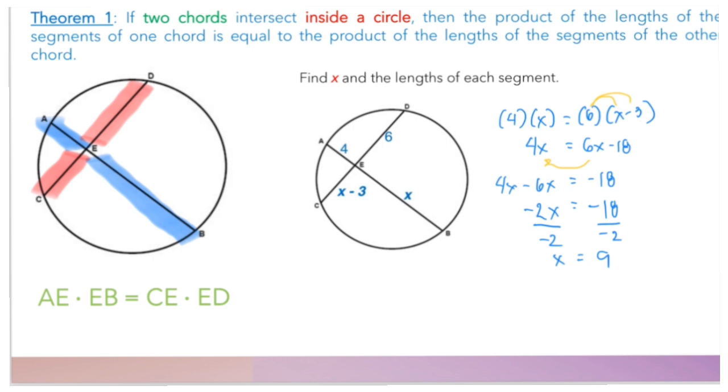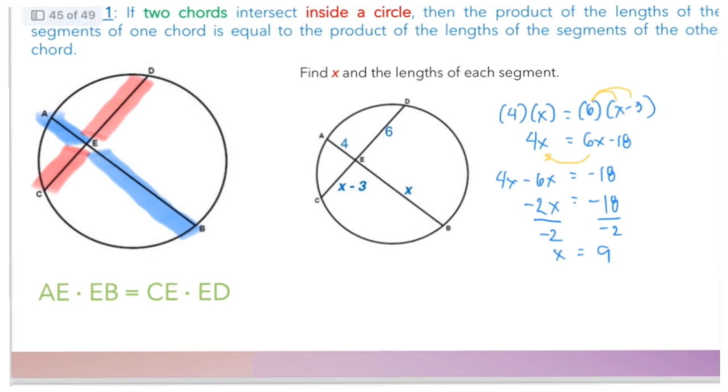So the 9 right here is the value of x. We can substitute that here. So x is equal to 9. While for the other one, it's x minus 3. So this is 9 minus 3. The answer is 6. So if you want to check out if the theorem 1 works for this, we can apply the formula saying we have 4 times 9. This should be equal to 6 times 6, and guess what, 36 is indeed equal to 36.